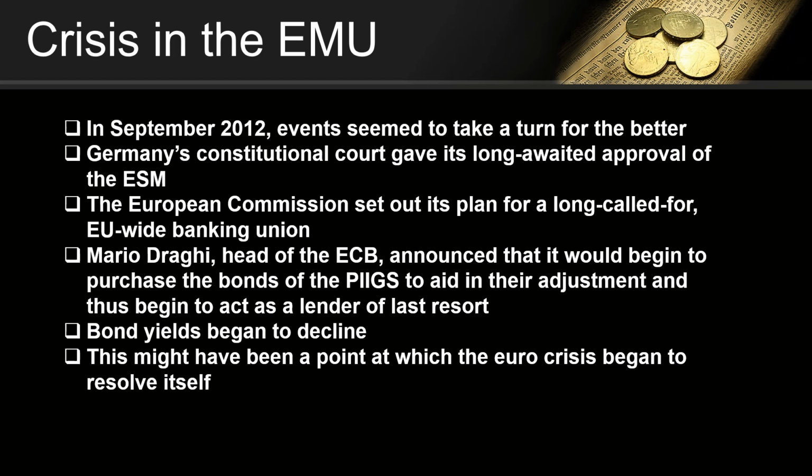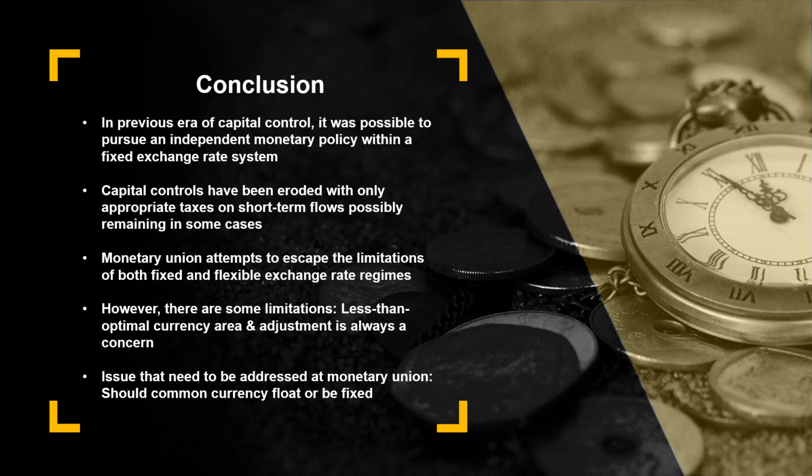In conclusion, in the previous era of capital control, it was possible to pursue an independent monetary policy within a fixed exchange rate system. But capital control has been steadily and slowly eroded, with only appropriate taxes on short-term flows in some cases. So the monetary union discussed in this video is to escape the limitations of both fixed and flexible exchange rate regimes. However, there are some limitations of forming a monetary union.